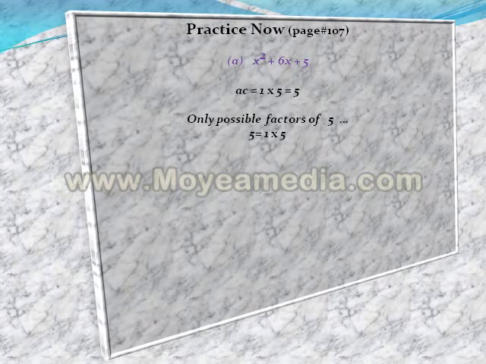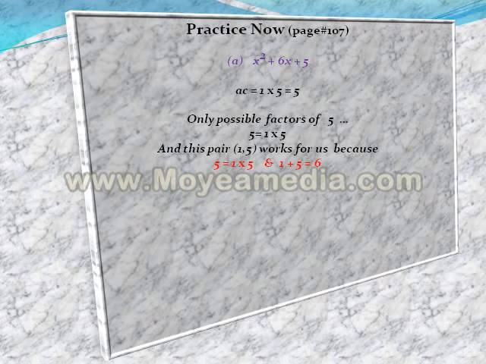So you could scratch your head and come up with things. What I got is that 5 can be split into only one pair: 1 into 5 is equal to 5. Other than this, you are not going to find any other pair of factors of 5, because 5 is a prime number, remember? So the only possible factors of 5 are 1 into 5. Let's see whether this pair 1 and 5 works for us or not.